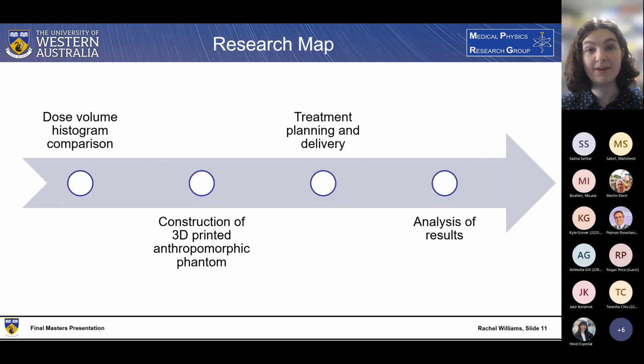So a brief outline of the research map began with a dose volume histogram comparison of different treatment plans made for a selected patient. Then a 3D printed anthropomorphic phantom was constructed. Treatment planning and delivery was then done for that phantom, and then the results were analysed.